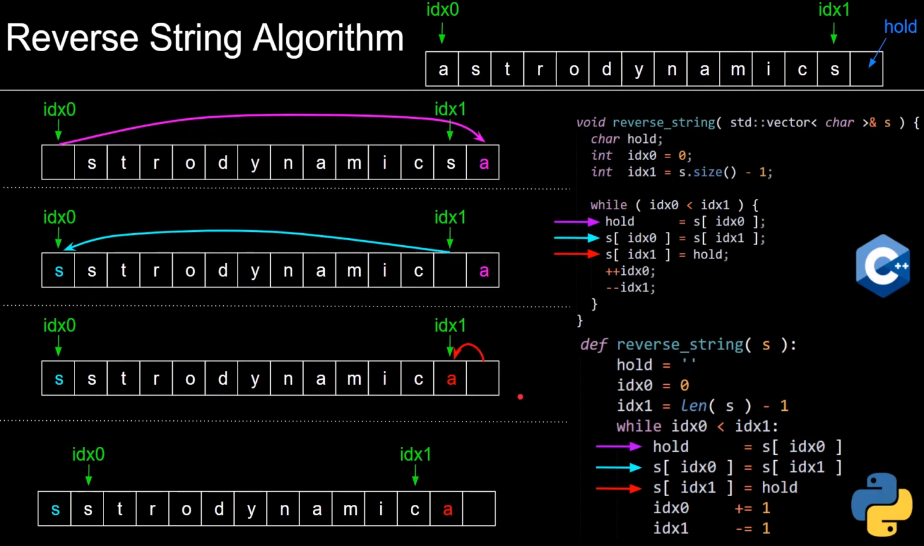Now here, you might be thinking that instead of using this extra hold spot in memory, there's probably some command to swap two values in memory, and you'd be right.